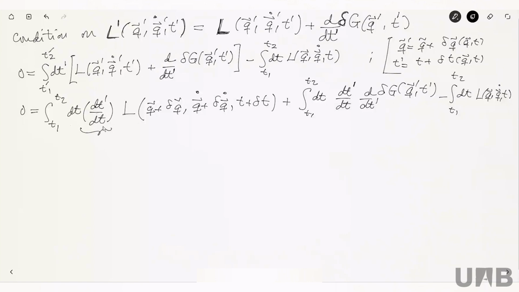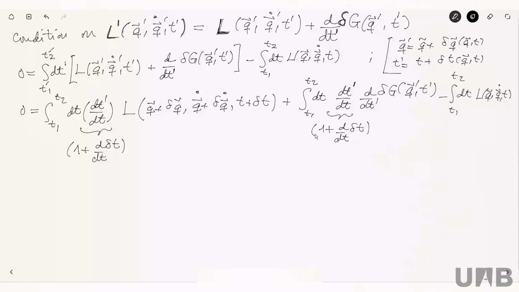What is this Jacobian? Well, the Jacobian dt prime with respect to dt is 1 plus the derivative with respect to t of delta t. Right? If I take t prime equals t plus delta t, the derivative of t prime is precisely this. Okay? And this times the Lagrangian. So that's going to be the Lagrangian. I'm going to leave it as it is. So this I'm not going to change. Okay? But here I also use that this is 1 plus the derivative with respect to t of delta t.